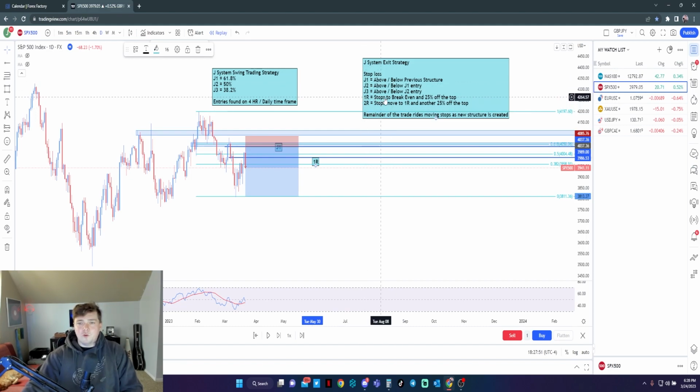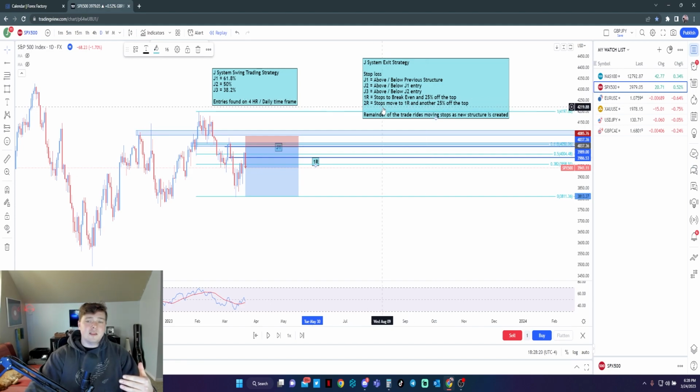So for 1R, stops to break even, 25% off the top. So let's say you drop a 0.1, right? A 0.1 trade, it's $1 a pip. So at 0.1, you're going to take 25% off the trade. So this will now go down to a 0.7 trade. So you're going to go in, MetaTrader, whatever you're using, and you're going to take 0.3 off the trade.